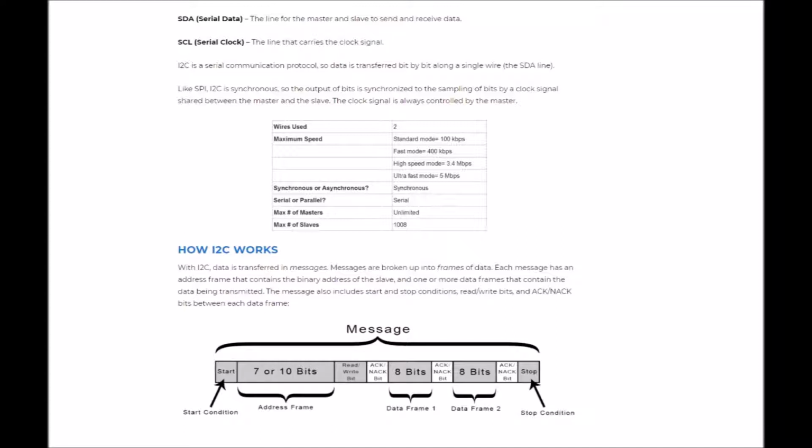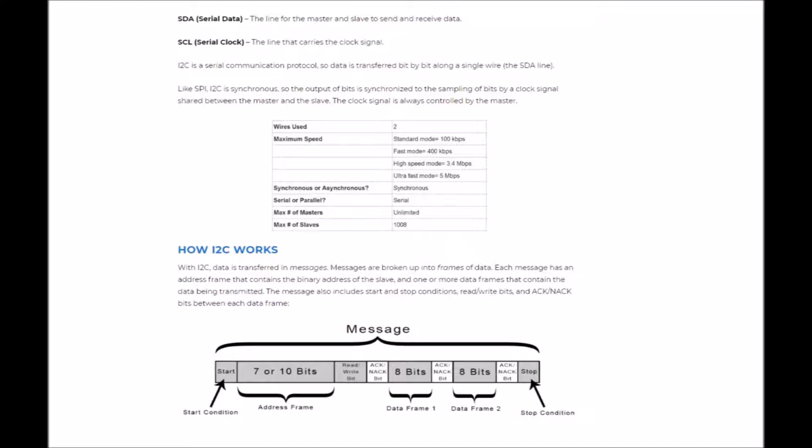How I2C works. With I2C, data is transferred in messages. Messages are broken up into frames of data. Each message has an address frame that contains the binary address of the slave, and one or more data frames that contain the data being transmitted. The message also includes start and stop conditions, read-write bits, and ACK/NACK bits between each data frame.